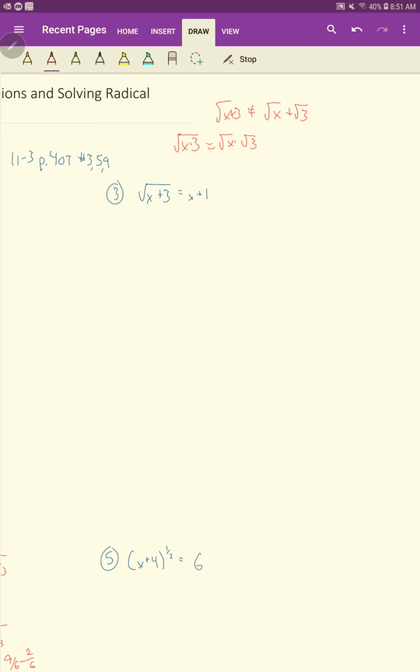There are some cases where it's true, but in general, we can't use that property, right? If x were 0, it would be true, but in general, we can't use that property, okay? So anyway, what do we do here? We need to eliminate the square root.